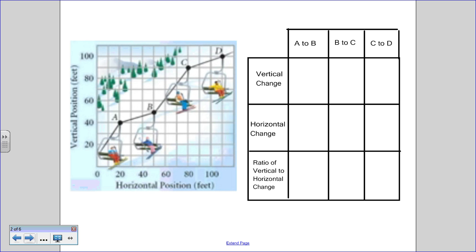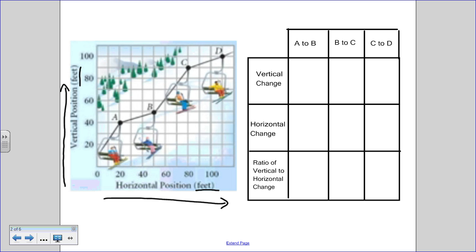For this example, we have a graph provided for us of skiers as they ascend a ski lift to the top of a mountain. We see their horizontal position in feet as they travel from left to right across the mountain to their vertical position in feet as they travel from bottom up to the top of the mountain. A rate of change will always be comparing two quantities being measured. So this one, we're comparing their horizontal position to their vertical position.